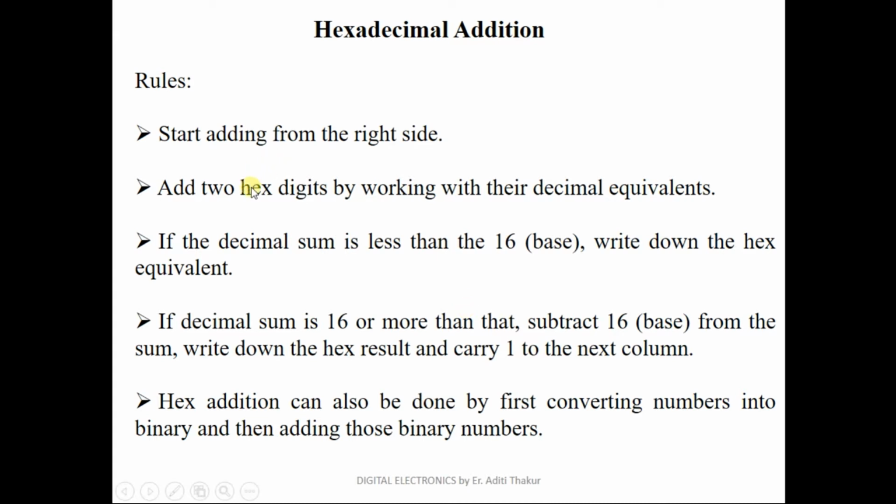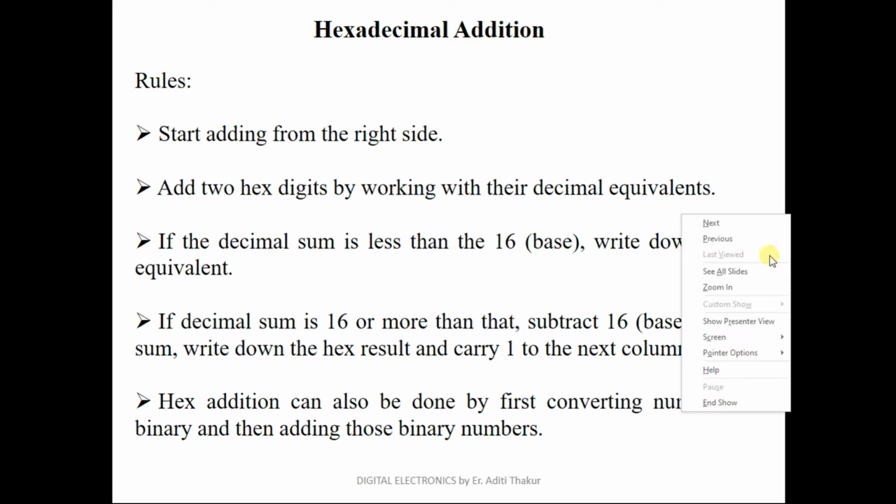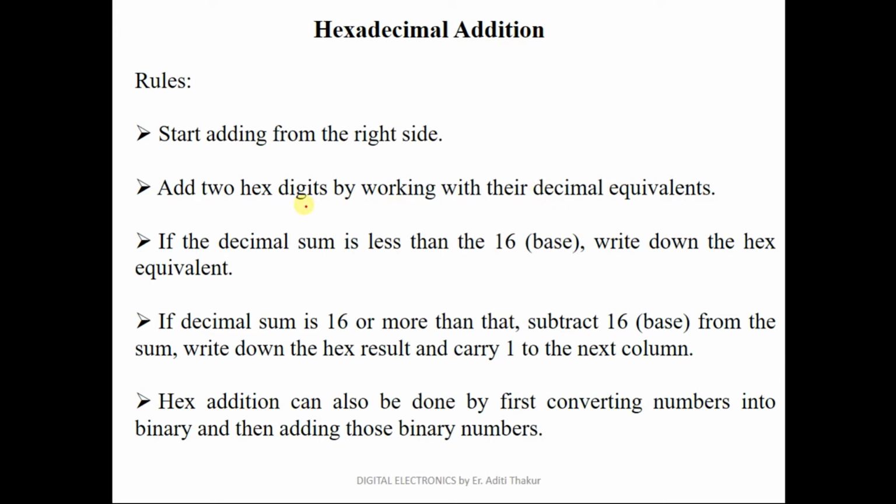For hexadecimal addition, the first rule is we have to start adding from the right side, as we follow in all types of addition. Second is to add two hex digits by working with their decimal equivalents. As we know, hexadecimal digits also contain alphabets from A to F, which correspond to numbers from 10 to 15. That is why we convert the hex digit into its decimal equivalent, because for calculation purposes we don't add alphabets into the numbers.